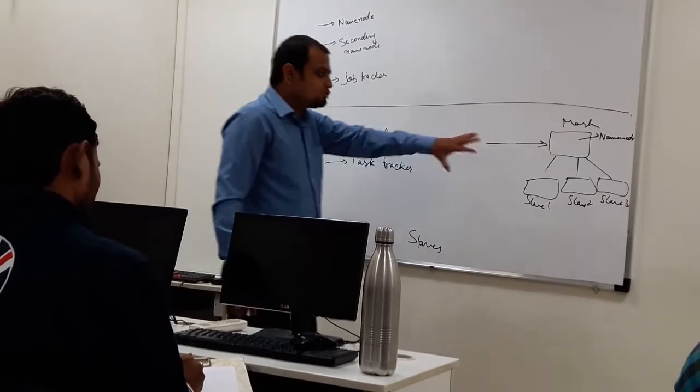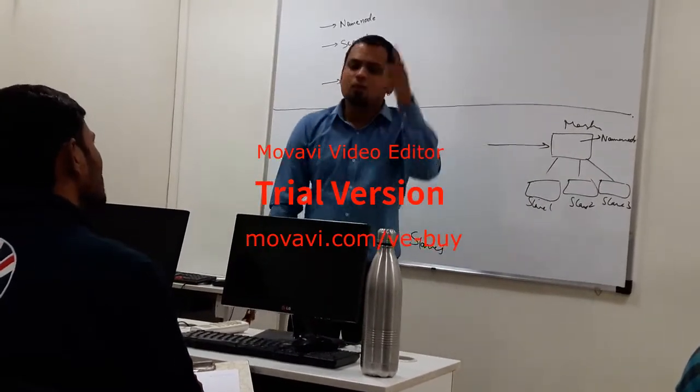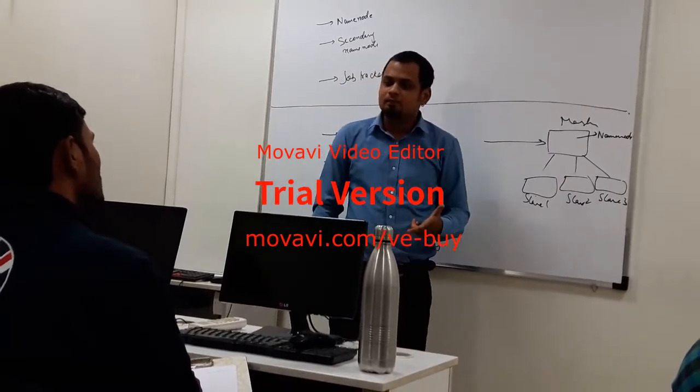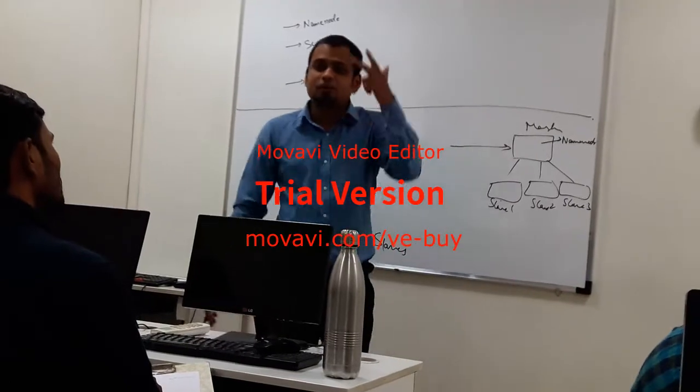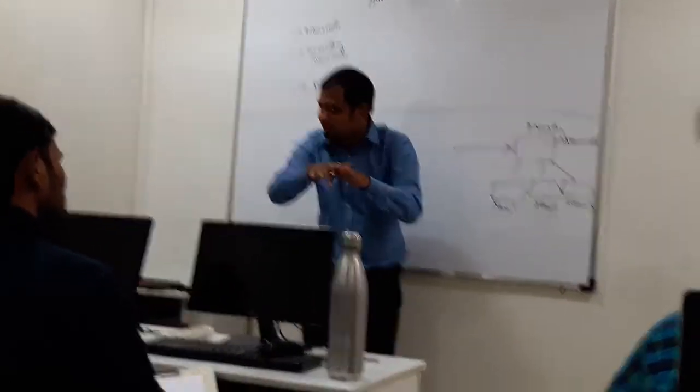Okay, now what happens actually in the master is the file is broken into small chunks, 64 MB, 128 MB or 256 MB. I have 3 options with me, 64 MB, 128 MB or 256 MB. That file is broken into chunks by the master.